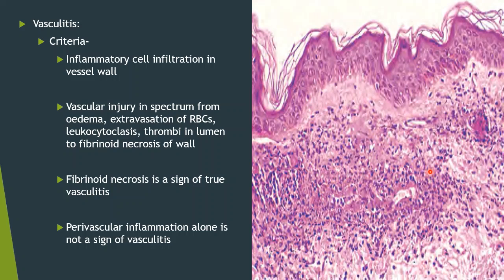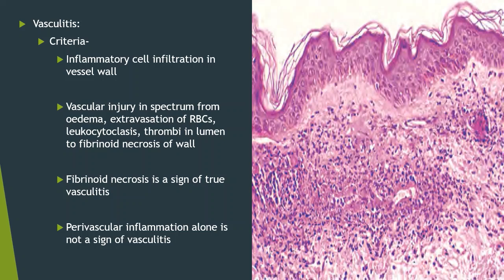Here you can see that the upper reticular dermis vessels show diffuse infiltration of plenty of neutrophils with leukocytoclasis, that is, cell debris in the stroma. The vessel wall cannot be easily identified, with extravasation of RBCs, and there is also presence of fibrinoid degeneration or fibrinoid necrosis, which is the sure-shot sign of true vasculitis.